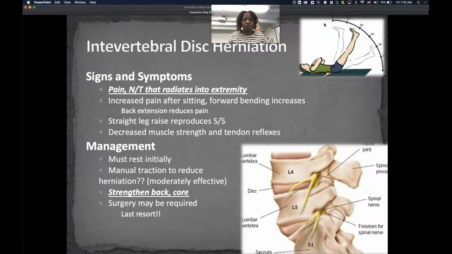We're going to strengthen the core. I think I'm going to say that a lot during this particular segment. Core strengthening is going to become very important. And then last but not least, surgery may be required, particularly in that sequestered disc, because the fluid is now starting to progress into the spinal column.